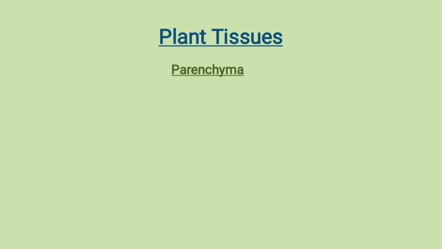The first type of simple tissue is parenchyma. Parenchyma has been made by two Greek words. First one is para and second is enchyma. Para means beside and enchyma means infilling. It means that these tissues are mostly present behind other tissues or fill the gap between different tissues.